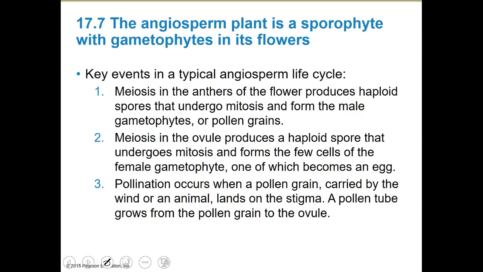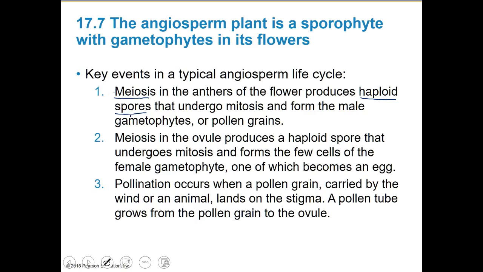All right, key events. I'll show you what's going on, but it's just so you have the words and we can read through them quickly together. If you work better with the words, you can pause it or you can take a look at the actual lecture notes online. But the key events here: meiosis in the anthers of the flower produces the haploid spores. So our little sporophyte is going to produce our spores through meiosis.